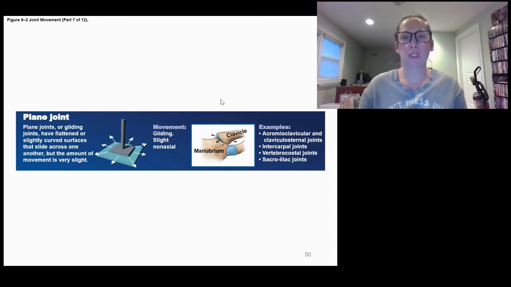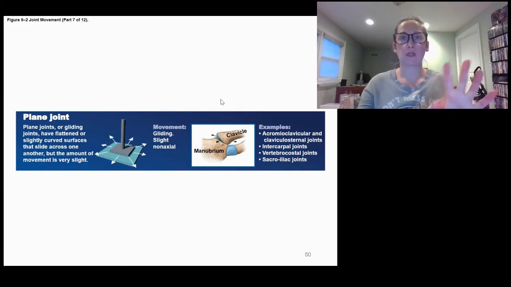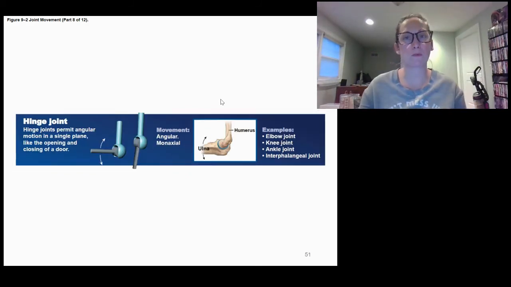So plane joints provide that gliding motion. This is what you're going to see in your intercarpals, so in between the bones of the wrist.